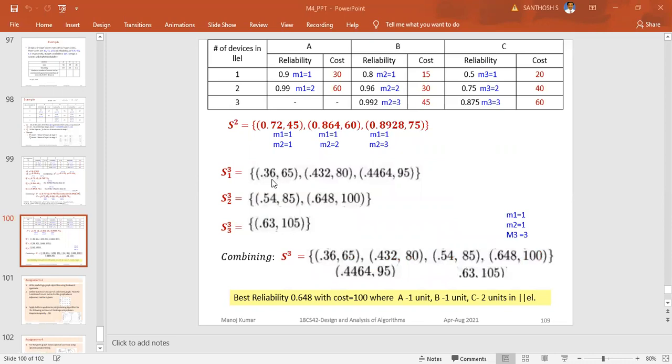So yes, 1, 3, you have to find out. Combining all this, best reliability, you can take it as 0.648 with cost equal to 100, where A 1 unit, B 1 unit, C 1 unit parallel. Okay, so this is the reliability design, what we can understand completely.